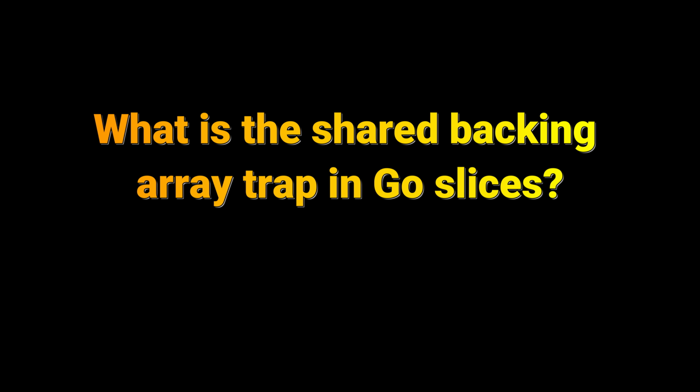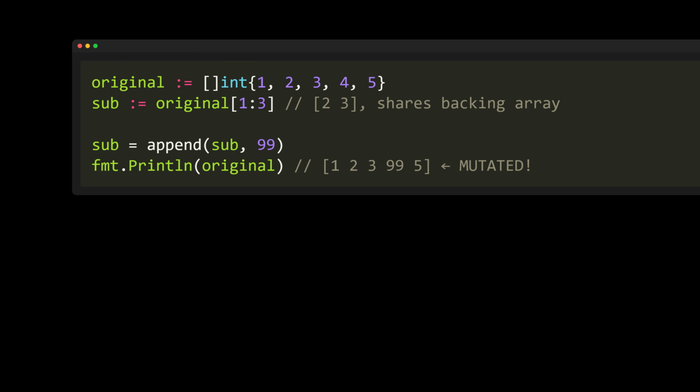What is the shared backing array trap in Go slices? When you create a slice from another slice, they share the same underlying array. This means changes to one slice can affect the other slice. For example, if you take a small slice from a larger one and then append to it, you might accidentally change the original slice if the new element fits within the capacity.